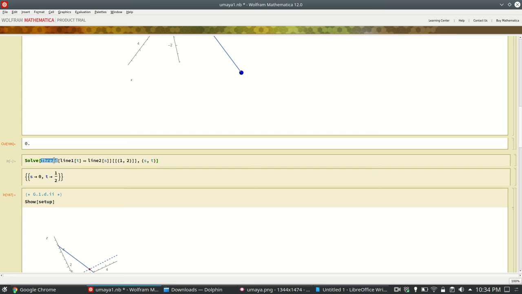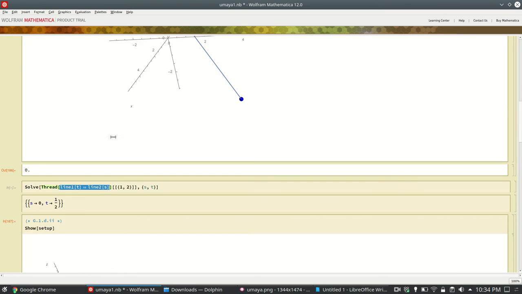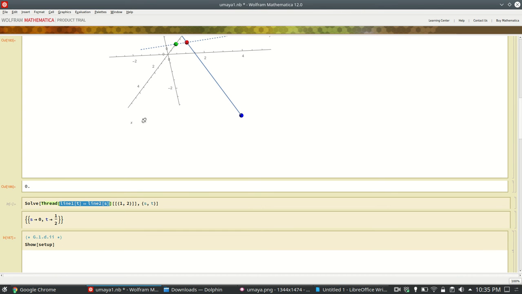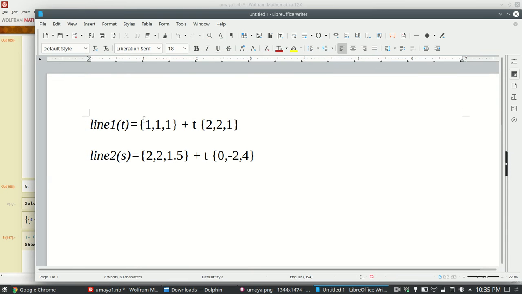Now, what does the Thread function here do? Well, line 1 and line 2 are not just one variable equations. Well, they are one variable equations actually, but they're not scalar equations. These are vector equations, because we're dealing with 3D here. So these are vector parametric equations. Let me show you what they are in ordinary language.